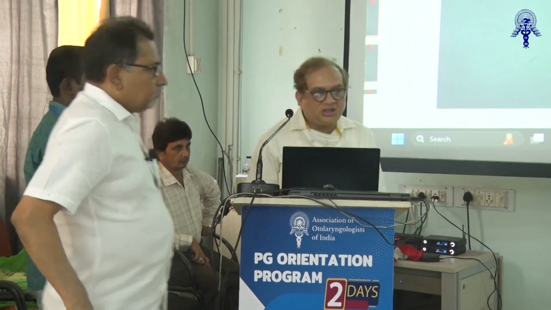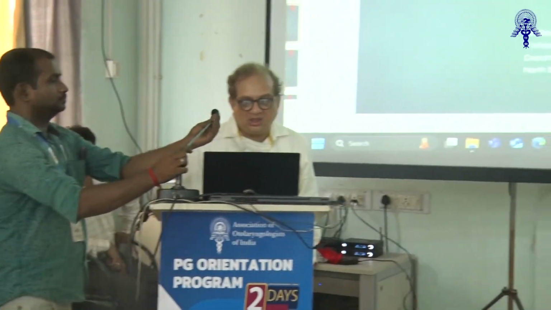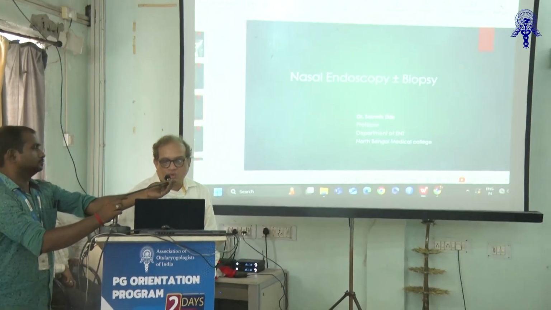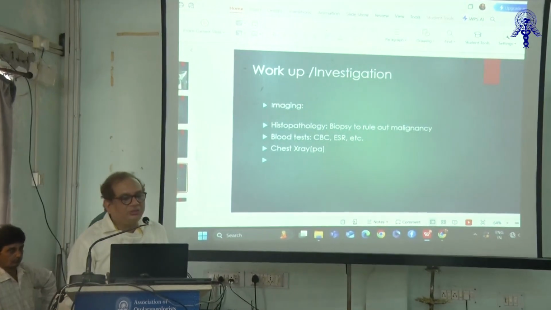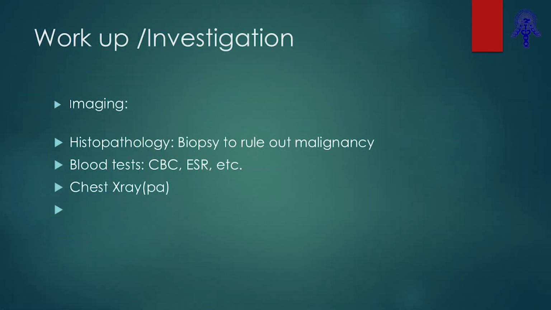So the next logical step is to do a diagnostic nasal endoscopy, and in most cases you have to take a biopsy and send it for histopathology. Along with that, the blood tests, and obviously in some cases when you suspect malignancy, you have to do a chest X-ray. Okay. So how about imaging? About nasal endoscopy.